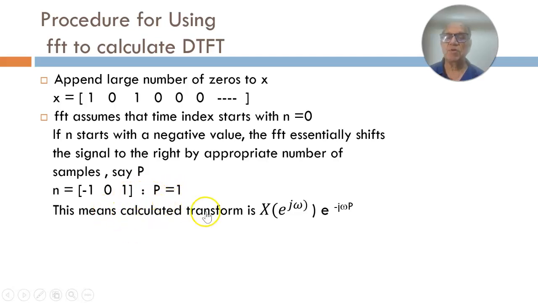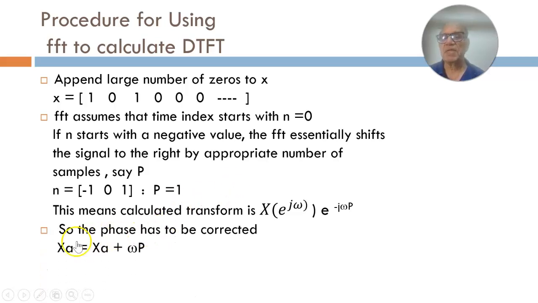Now delay in time domain, remember one of the properties of the Fourier transform is that delay in the time domain corresponds to phase shift in the frequency domain. And what is the value of the phase shift? Minus omega p. So you write it in terms of exponential, it's e raised to minus j omega into p, which in this case happens to be equal to 1, because all the values of x shift to the right by one sample. So the phase has to be corrected.